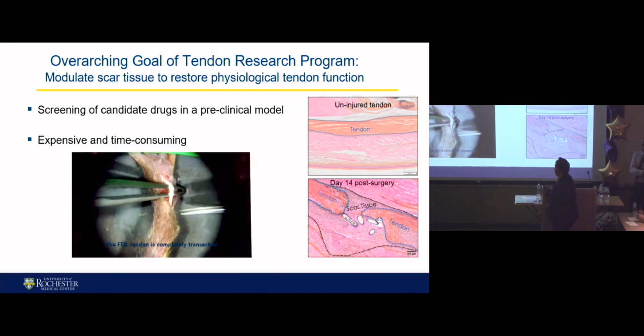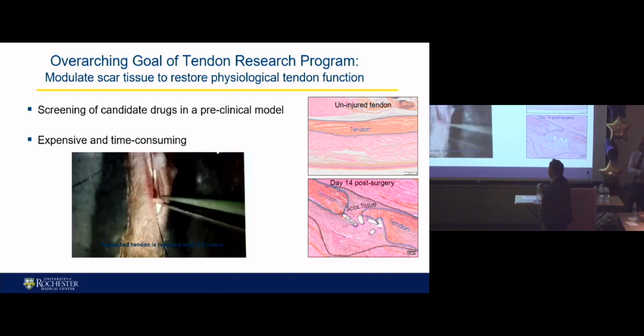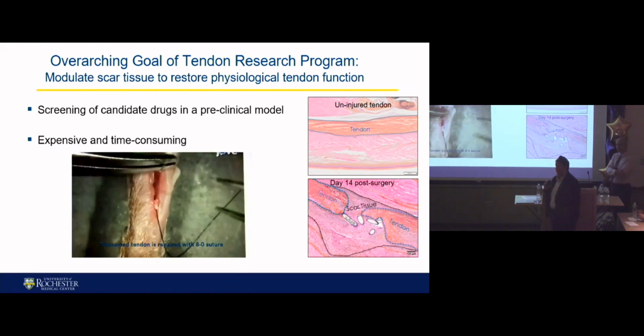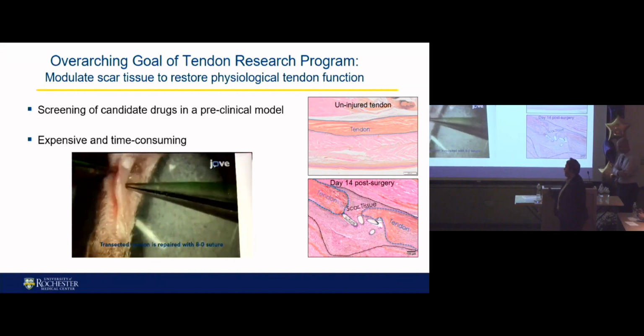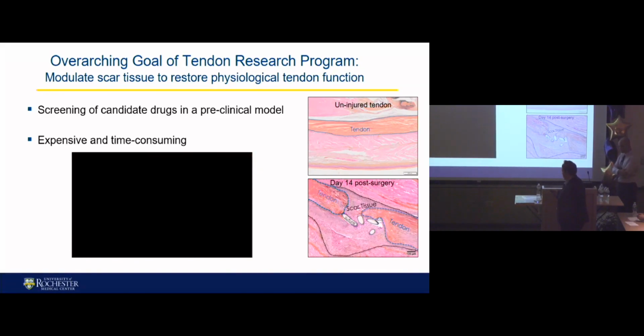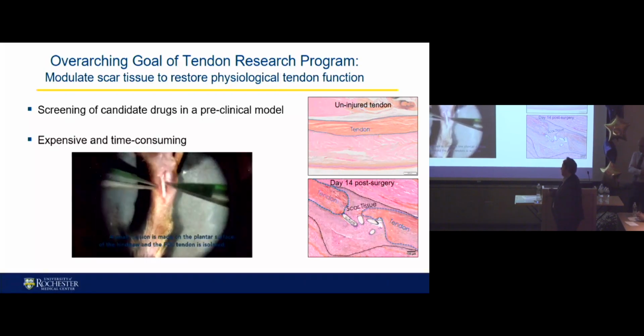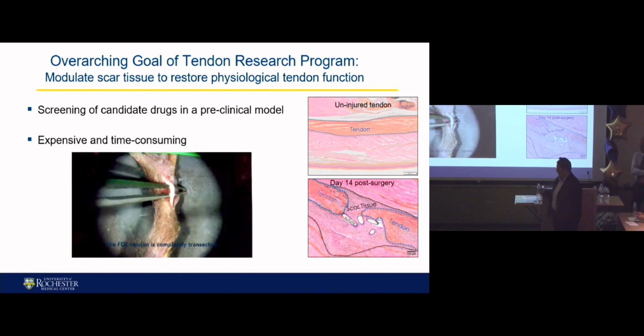So this is a great model, but two of the real limitations are that it's very, very expensive to run these studies in an appropriate way to really understand the process or to screen biological therapies. And it's obviously also very time consuming. And so we were really motivated to come up with a new way to more rapidly screen therapeutic candidates and to understand this process.